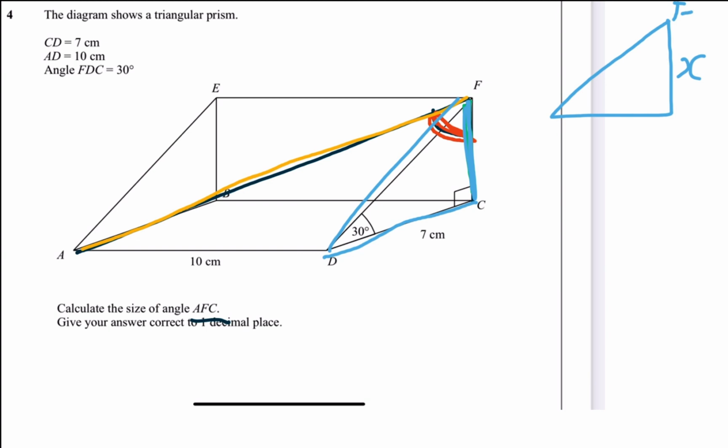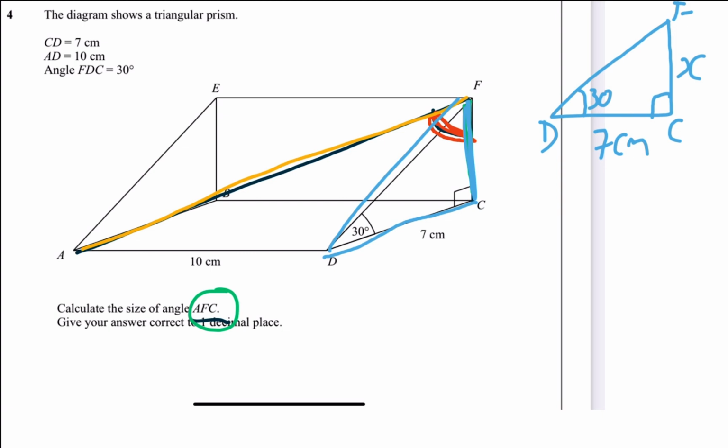I'll even label it F and C. Let's put D here. There's the right angle. That's 30 degrees, and that's 7 centimeters. So the reason why I'm going to work out the length FC is because the angle that I'm actually supposed to work out, AFC, involves the line FC to form that angle. So I need to work out what FC is.